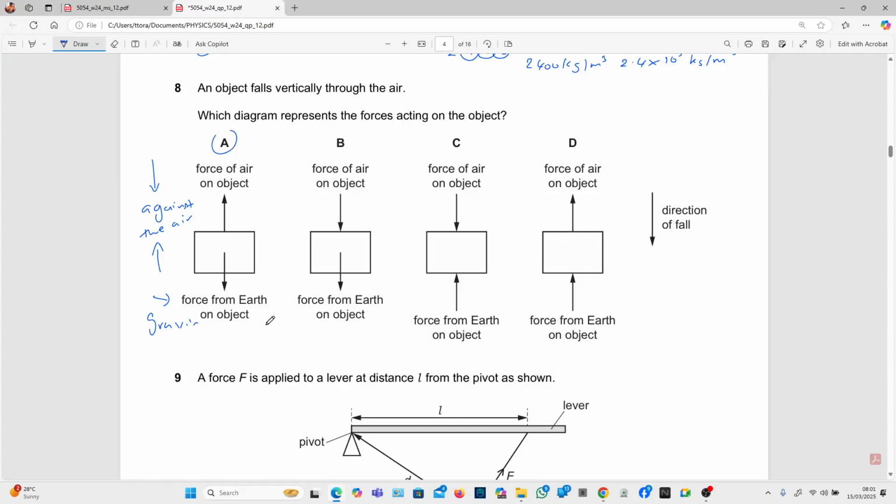Basically, when I say against the air, I mean the air is going to resist here, you know? So resistance, air resistance, alright? So these are the physics terms.